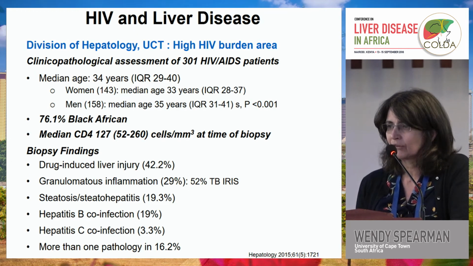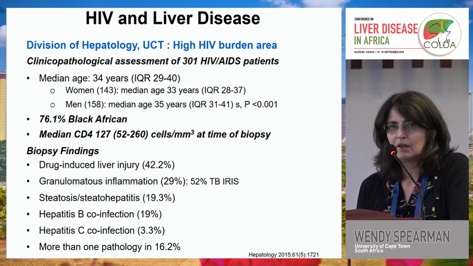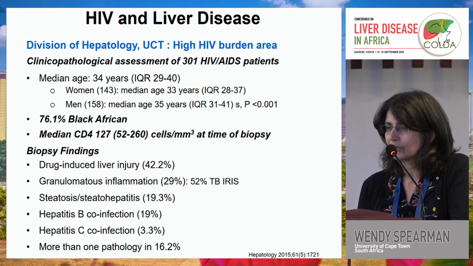From our own center, which is a high HIV burden area, Mark Sonderup looked at the clinicopathological assessment of 300 patients with HIV/AIDS. The median age was 34 years, 76% were Black African patients, and the median CD4 count at the time of biopsy was 127. The most prevalent biopsy finding was drug-induced liver injury at 42%, followed by granulomatous inflammation at 30%, and 50% of these had evidence of TB IRIS. Fatty liver disease was seen in 19%, hepatitis B co-infection in 19%, hepatitis C in 3%, but importantly, 16% of individuals had more than one pathology.